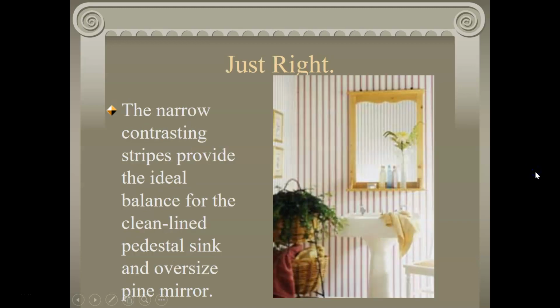Just right. The narrow contrasting stripe provides the ideal balance for the clean line pedestal sink and oversized pine mirror. So here's the mirror, here's the sink, and the vertical lines go right in there with that.